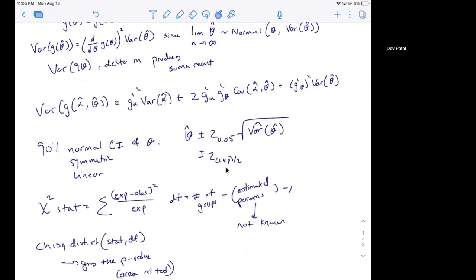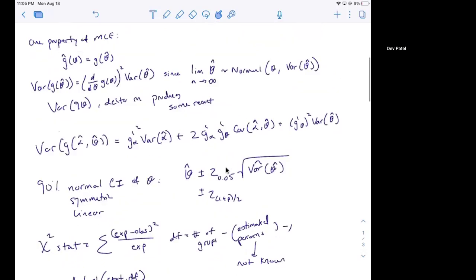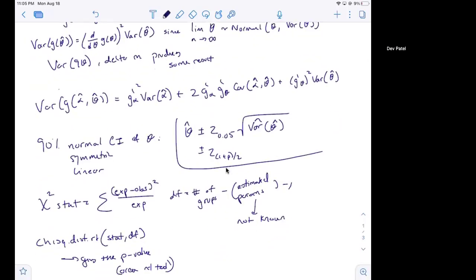Now, when we do maximum likelihood estimation, when we're trying to figure out the most likely value of this parameter, we can do a 90% normal confidence interval. We can do symmetric, we can also do linear. And this is how we can get that. Theta hat is the MLE plus or minus that z value times the square root of the approximated variance of that parameter.